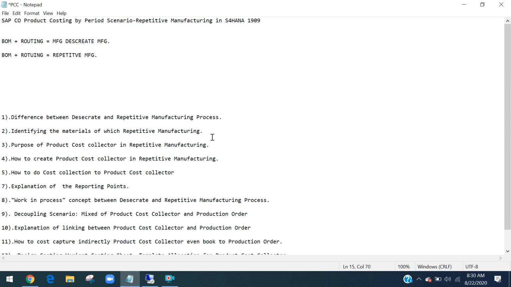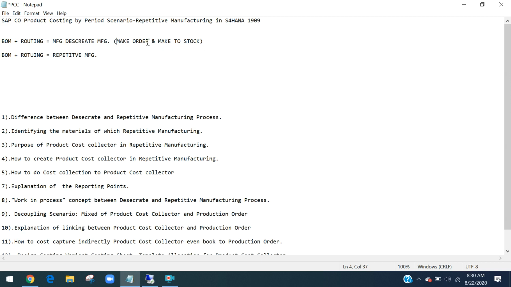This is the difference. Identifying materials by seeing the material master, we can identify this is a make to order scenario, this is a make to stock scenario, this is repetitive manufacturing, this is discrete manufacturing, like that. That means discrete manufacturing is available in both cases, the make to order scenario and the make to stock scenario. In both cases we will implement discrete manufacturing.